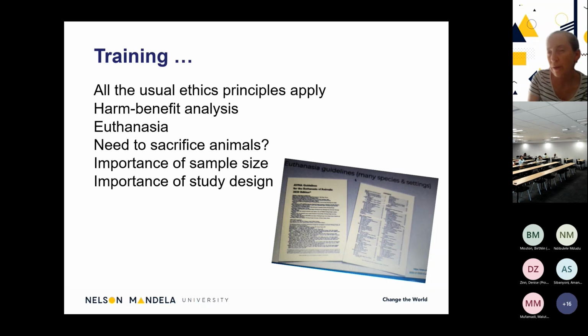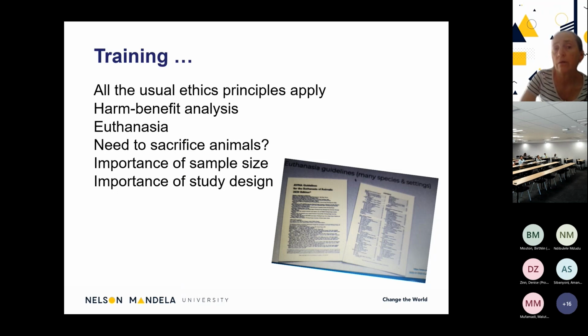Because I'm looking at the medication, I also have my good clinical practice qualification, because I need to understand how, if there's a randomized controlled clinical trial that is run, and it is similar on animals, that I understand the principles. So training is very important. I've got all my training for human ethics, but I also have additional animal ethics training.